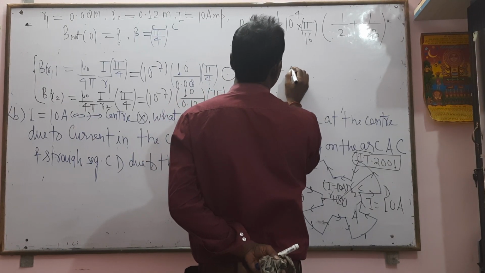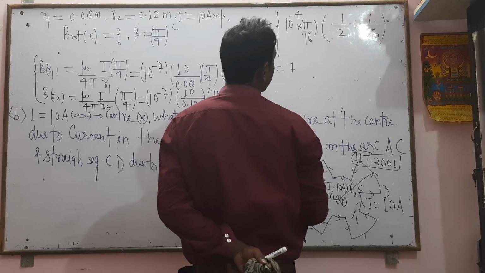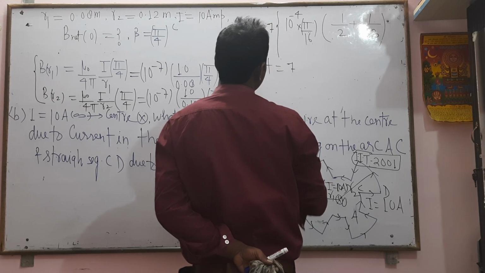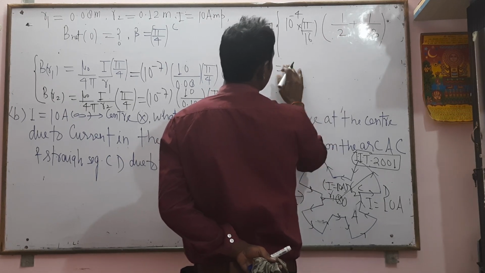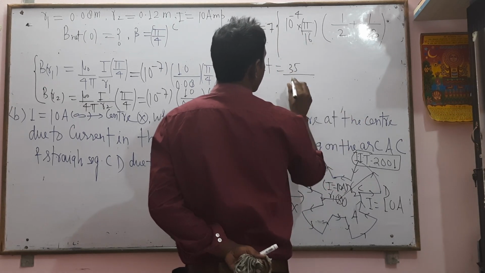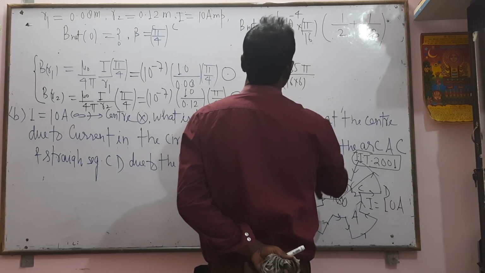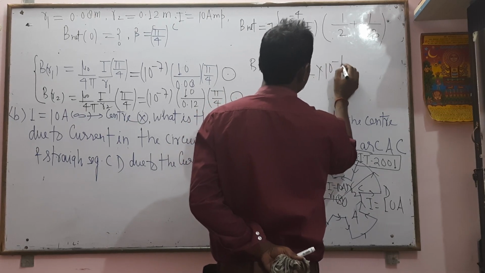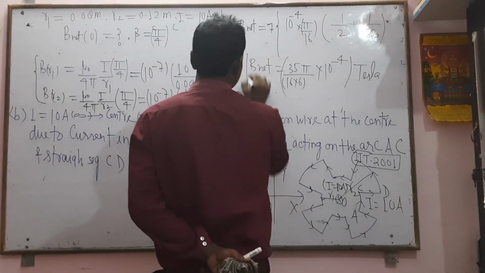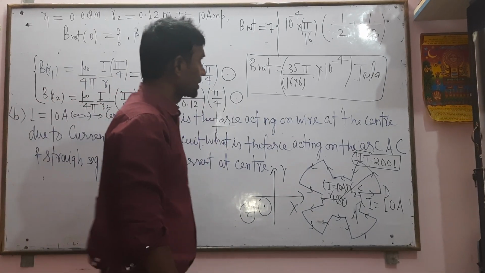So B net is equal to pi into 7, this will be 3, this will be 2, so 3 plus 2 equals 5, which implies 5 into 7, which will be equal to 35. Okay, 35 divided by 6 into 16, into pi, into 10 raised to minus 4. So this is the net magnetic field, B net, and this number will be in Tesla, because magnetic field is measured in Tesla.